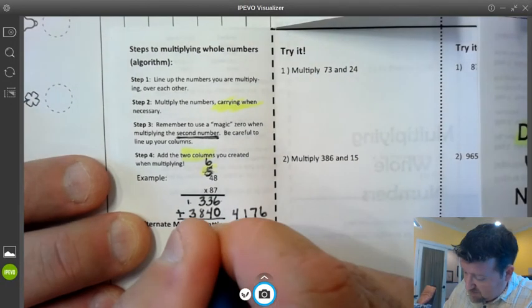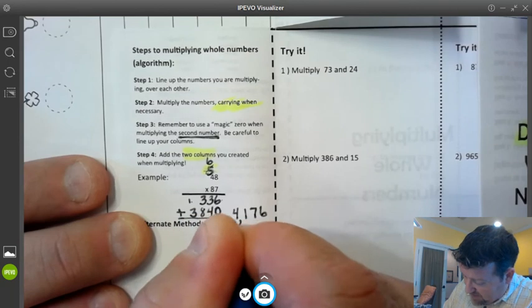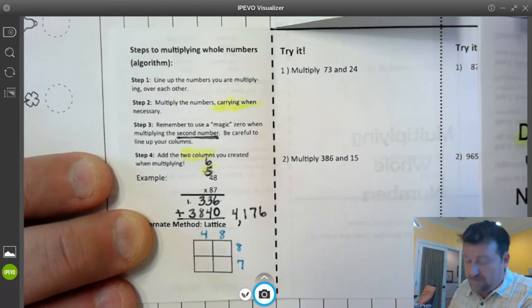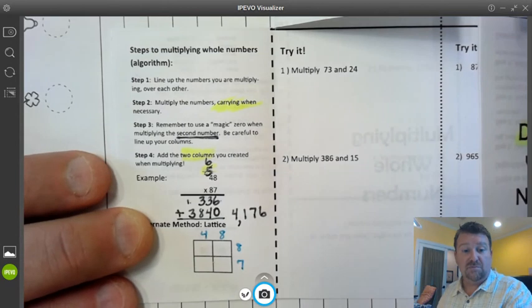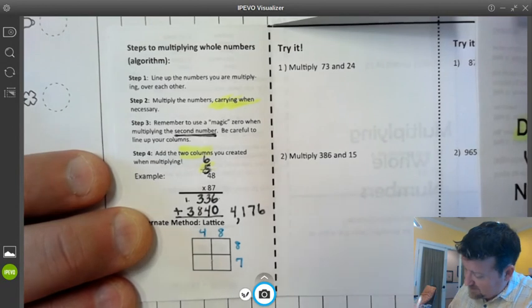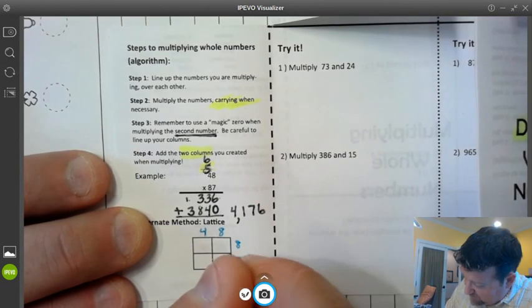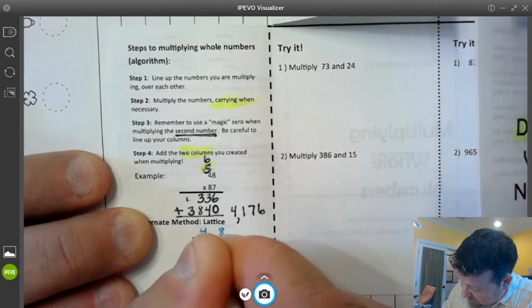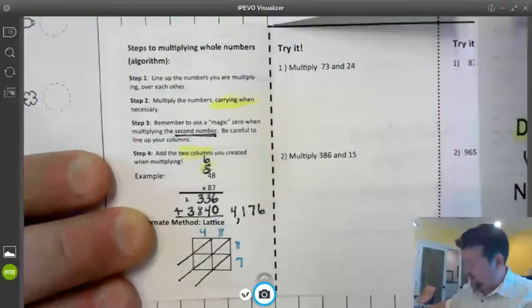Now, the other method that many of you may be familiar with is lattice. Lattice requires that we build a box, and outside of this box, we write the two numbers we're multiplying. Remember, when we use lattice, we draw lines to break these boxes down, and these lines are diagonal, and they come outside of this box a little bit.